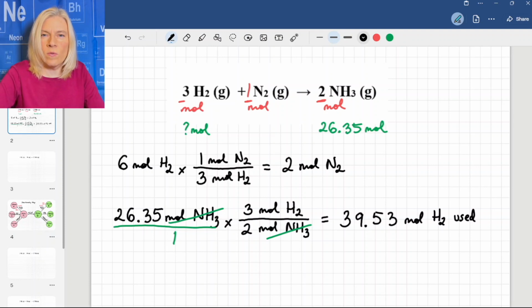So do you see how we can use the mole-to-mole ratios? Okay, let's go a little bit harder.